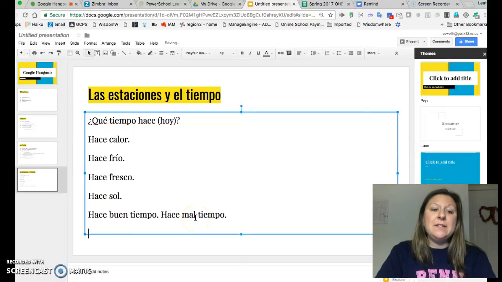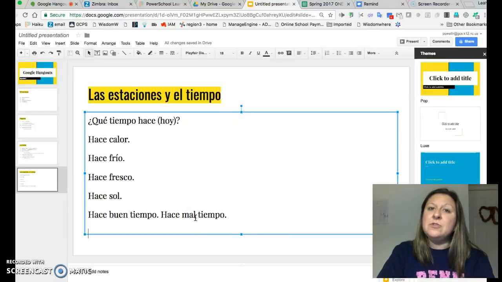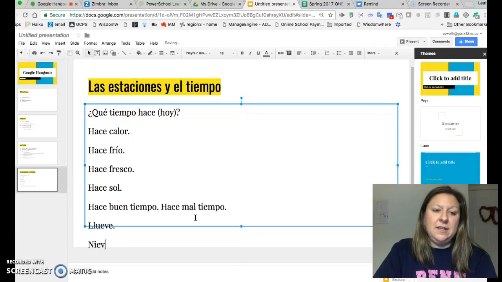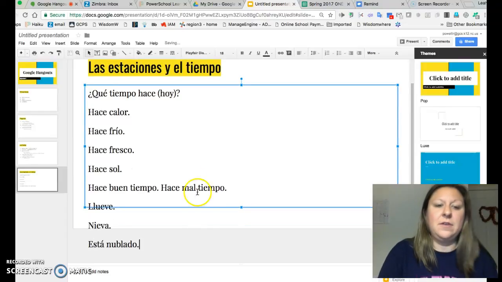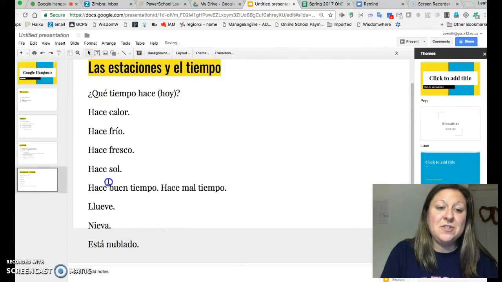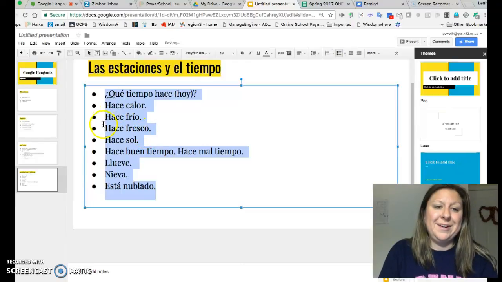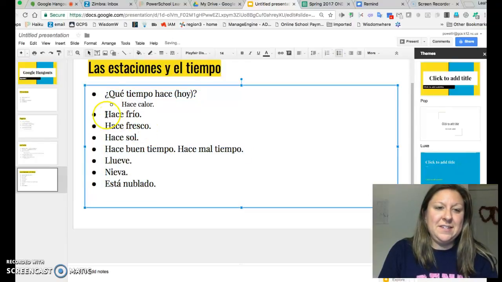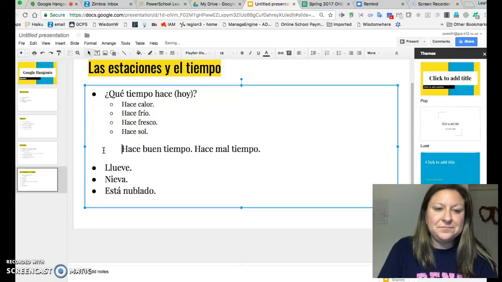Now we can talk about it's raining, it's snowing, it's cloudy, and these ones are a little bit different in the sense that for it's raining, we could just use llueve, snowing, nieva, and it's cloudy, está nublado. Okay, so these are some different items that you could use when talking about el tiempo or the weather. So these are our answers here.